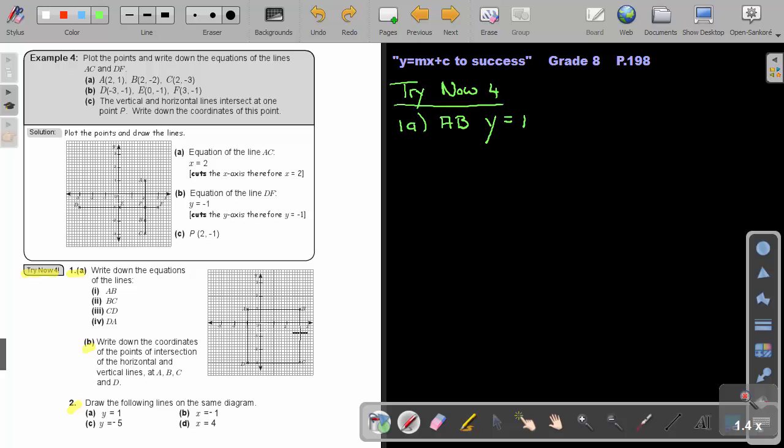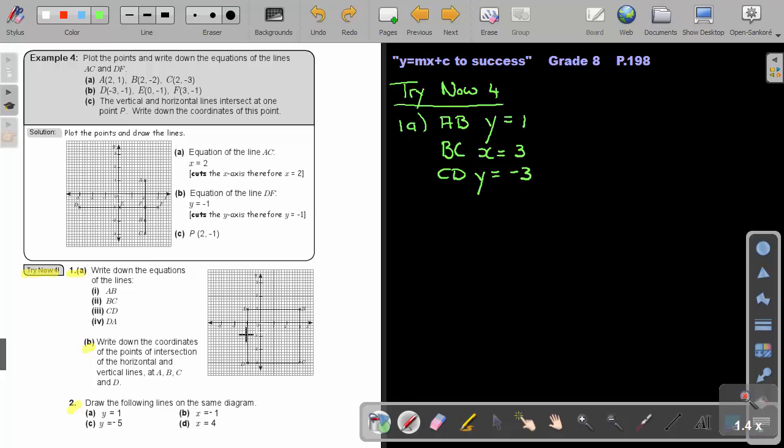Do you see BC? Here's BC, and it's cutting at 3. So line BC will look, it's cutting the x-axis, so its x is equal to 3. Okay, then let's look at line CD. There is CD, can you see? And there is -1, -2, -3. So it's cutting the y-axis at -3. So CD will be y equals -3.